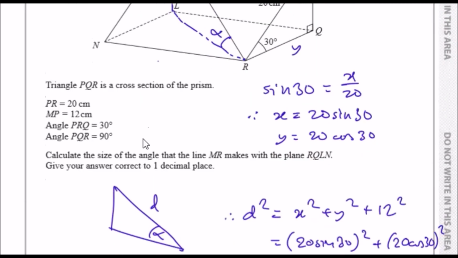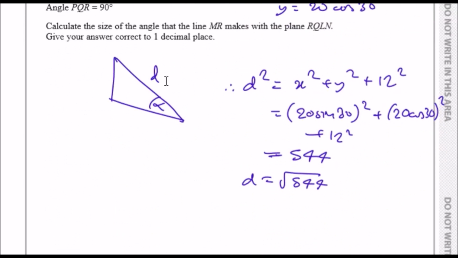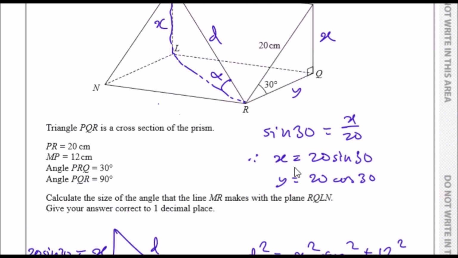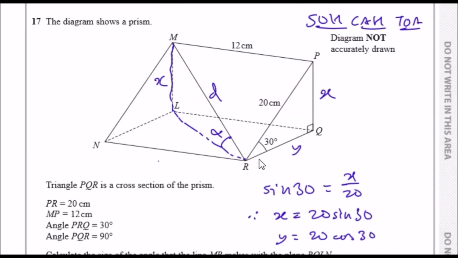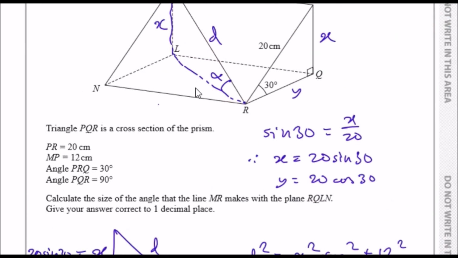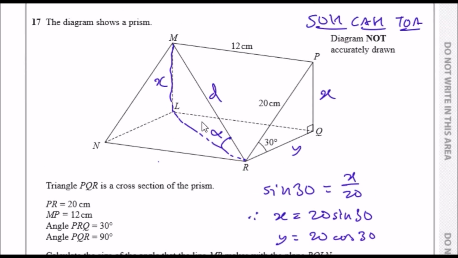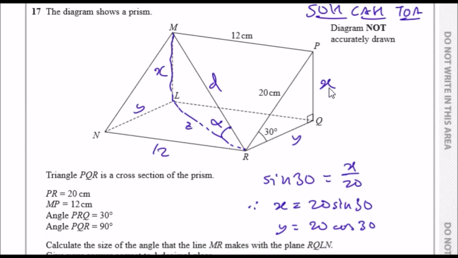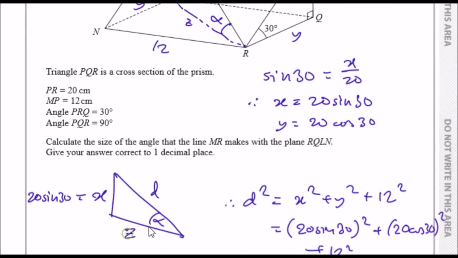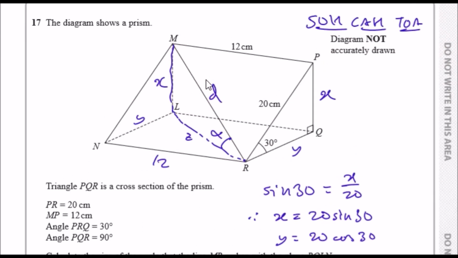We also know that this length here is x, which is obviously 20 sine 30. Now that leaves us with this length here, the last diagonal. What is it? Oh no, we know this length is 12. That means we can use another 2D Pythagoras to get this length. This one we know is 12, and this is y. Let's call this length z. This can be calculated using Pythagoras' theorem, 2D version: y squared plus 12 squared equals z squared.